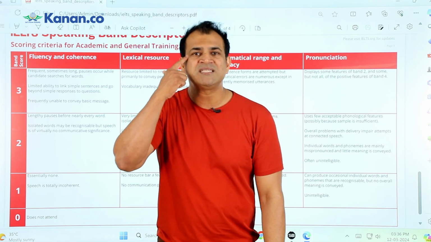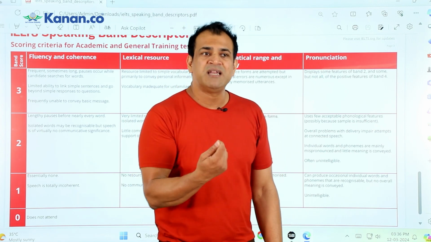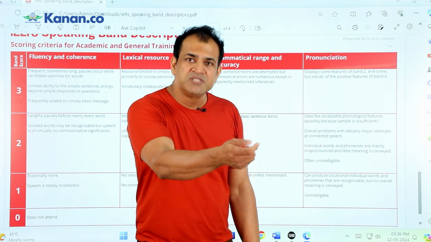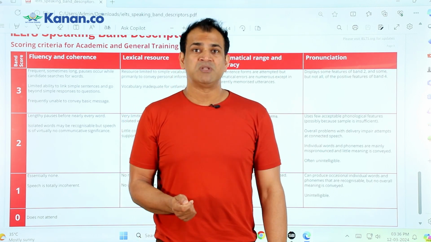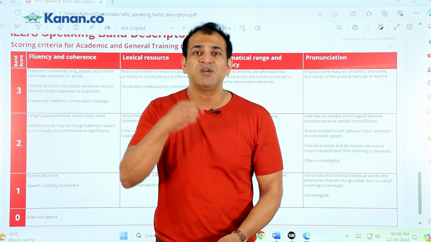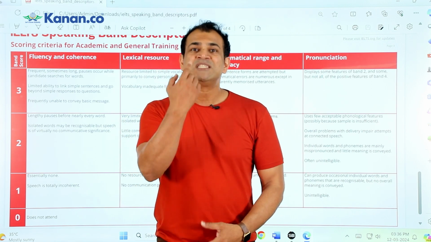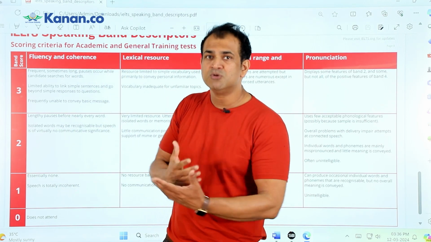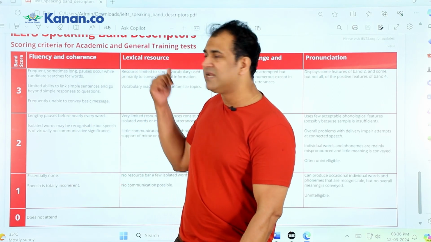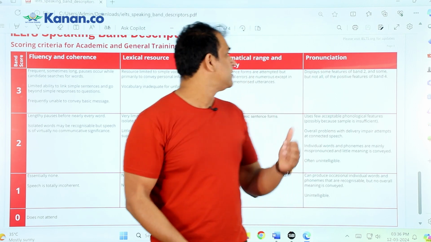I always say this is a savings account, wherein in a debit card, in a savings account, you withdraw money. You have money in your savings account, only then you can withdraw. The same way, you should have words here, only then you can withdraw or speak whenever you want. So fluency and coherence, lucid talk, and lexical resource, vocabulary, words.